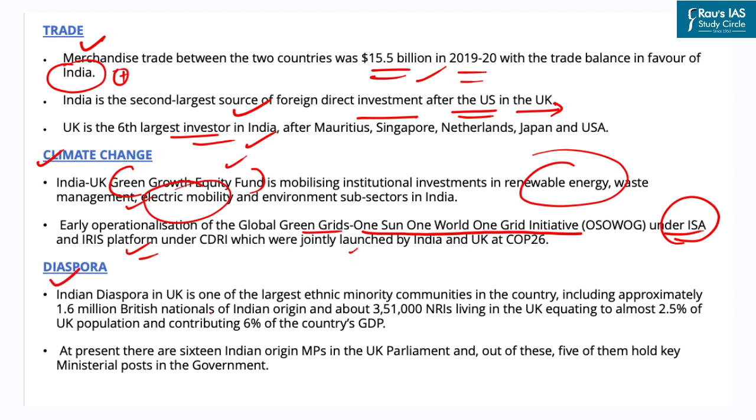Further, the Indian diaspora in UK is one of the largest ethnic minority communities in the country, which includes approximately 1.6 million British nationals of Indian origin, which contributes 6% to their GDP and roughly 2.5% of their population.